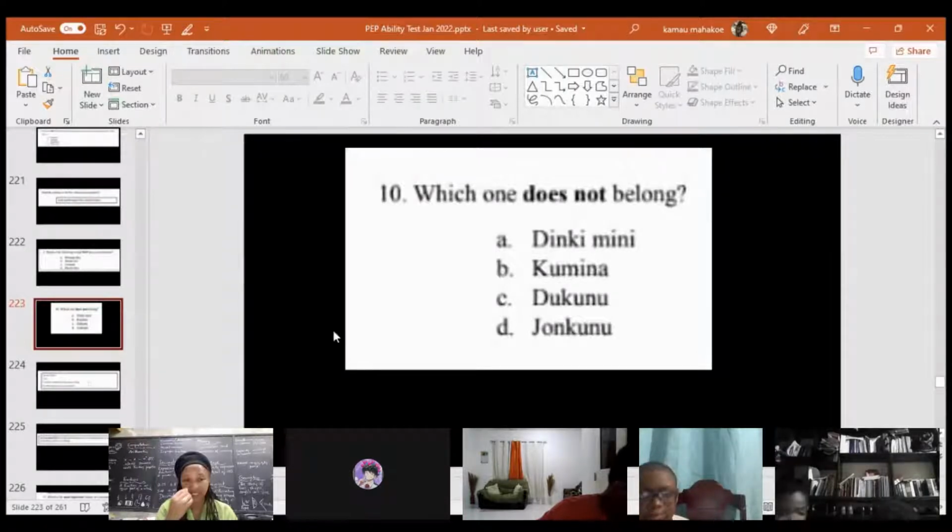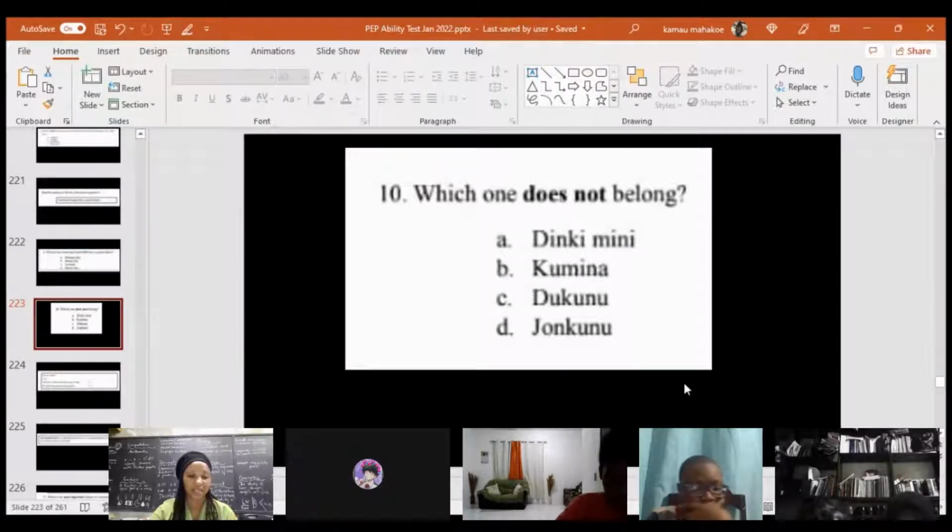Okay, Miss. Number 10. Which one does not belong? A. Dinky Mini, B. Hominy, C. Dukunu, D. Jonkonnu.